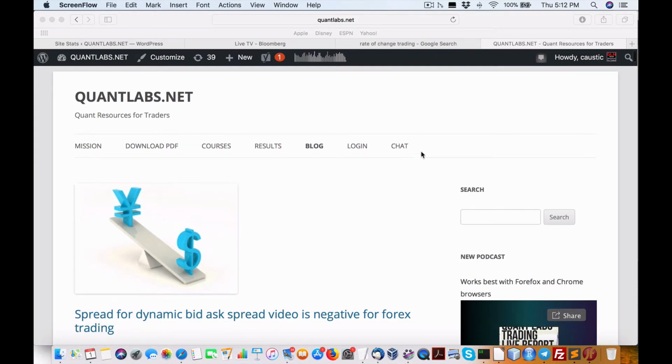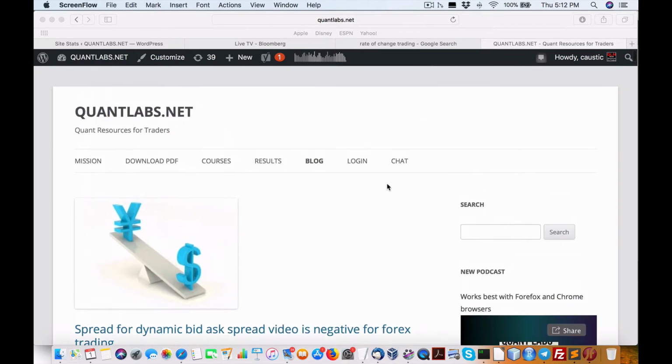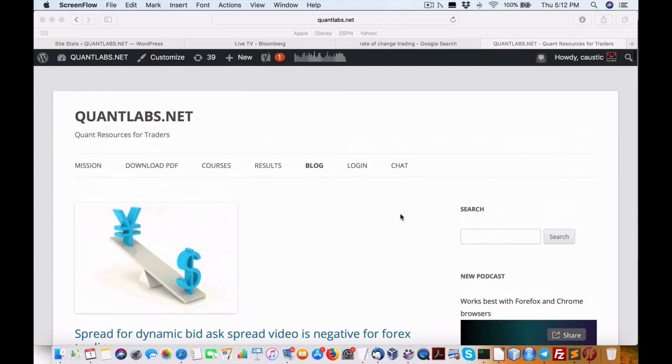I just want to go over some better indicators that might be needed for analyzing forex trading. I think this can be said for any fast-moving asset like forex.